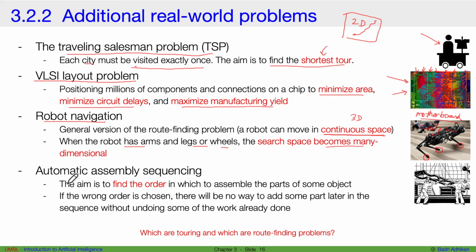Another such problem is automatic assembly sequencing. The aim is to find the order in which to assemble the parts of certain objects. Say, for example, if some people are assembling a car, then what should we do first and what should we do second so that we can obtain the final product in the shortest possible time. Here's a question. Out of these, which are touring problems and which are route finding problems?